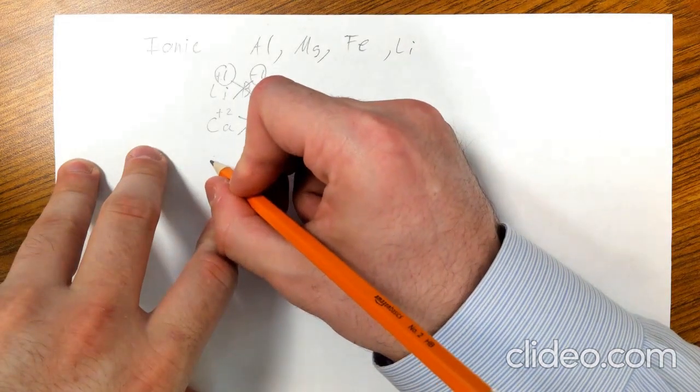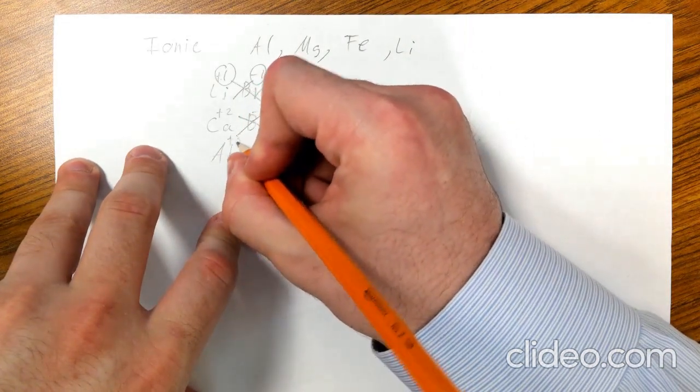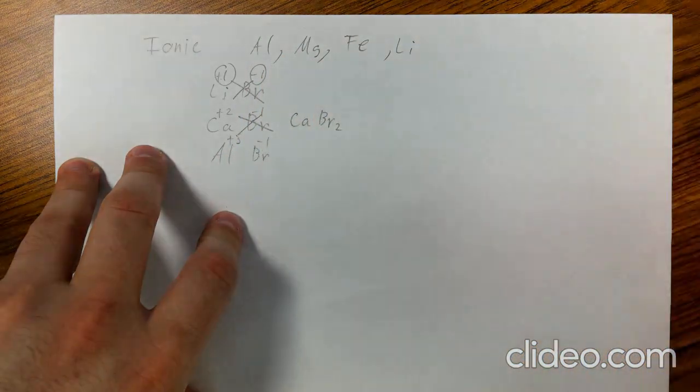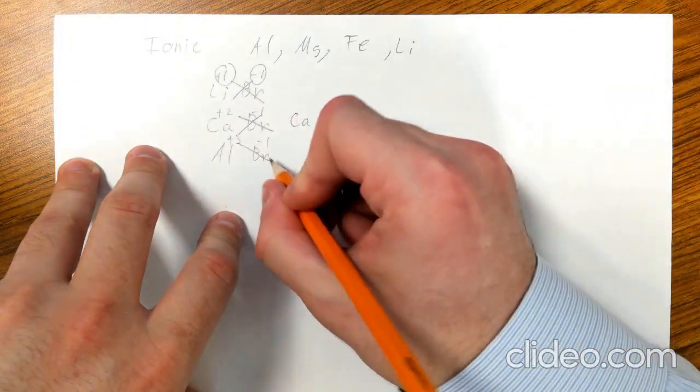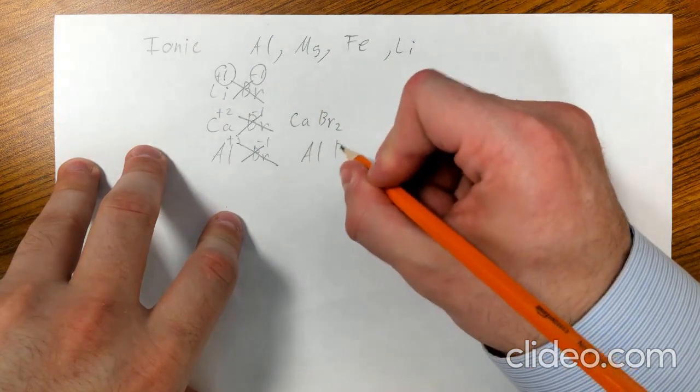Again, I can do aluminum and bromine. Aluminum has positive 3, bromine has -1. So you just cross them, and I get AlBr3.